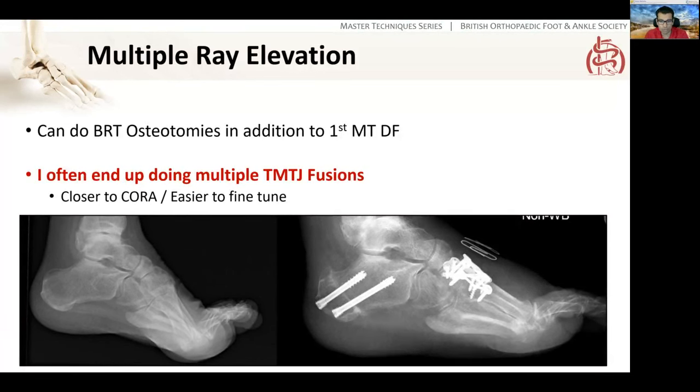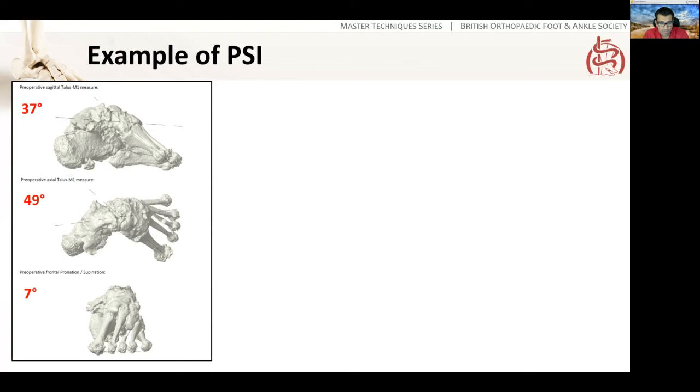And I tend to use a guide if the deformity is in more than one plane or it includes rotation. I also use a guide if I'm trying to save joints. And if you're starting off, it's something which I would encourage. Here's an example of using a guide. I have a patient who's got an equinus or a cavus deformity of 37 degrees, adduction of 49 degrees, and a bit of rotation.